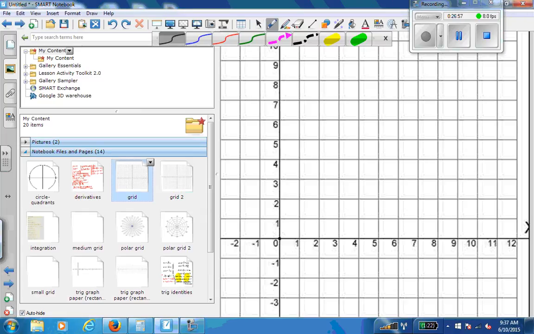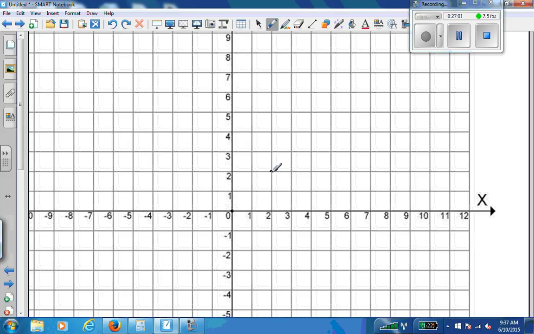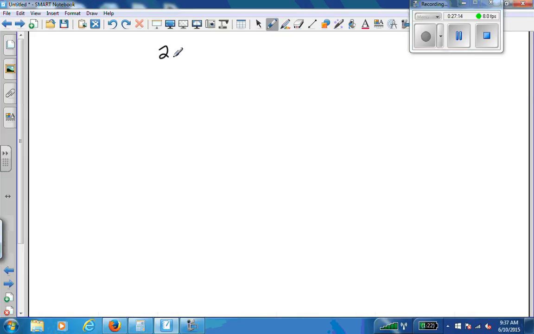So let's just pick 2 points. Let's pick the point 2, 2 and the point 4, 3. And we want an equation of a line that goes through there.